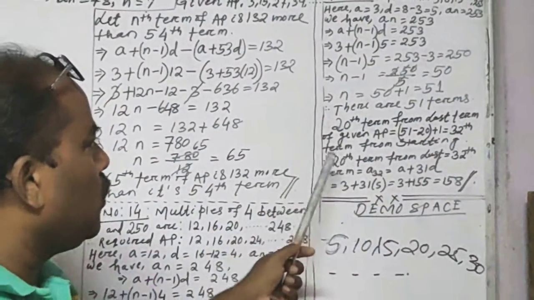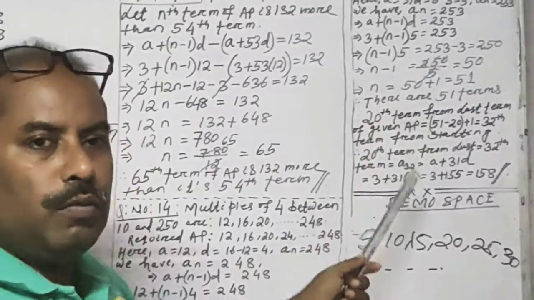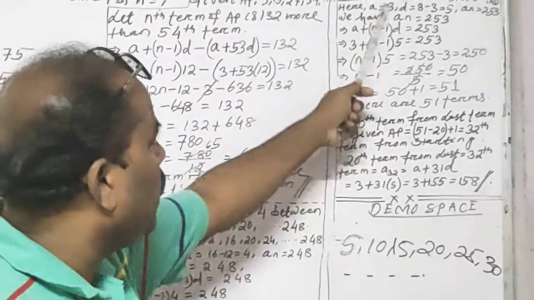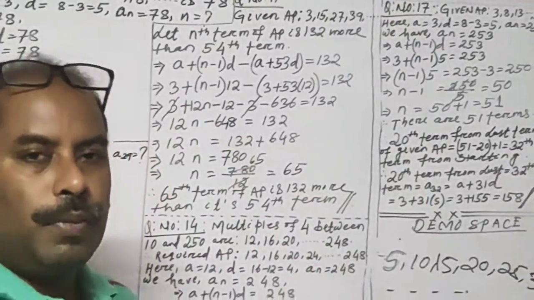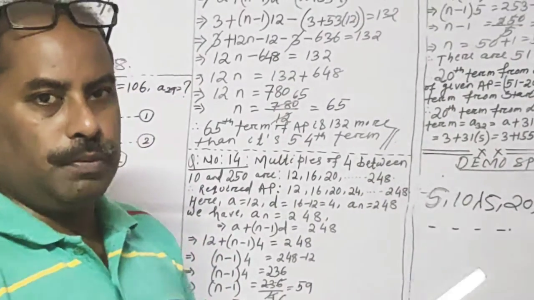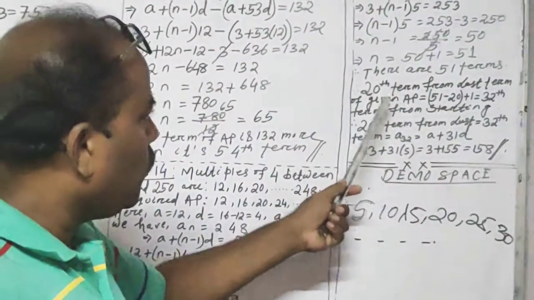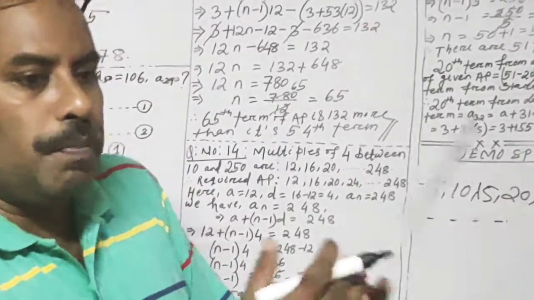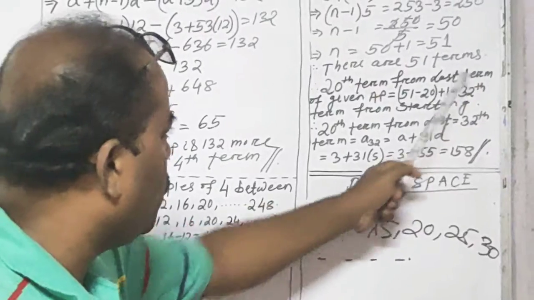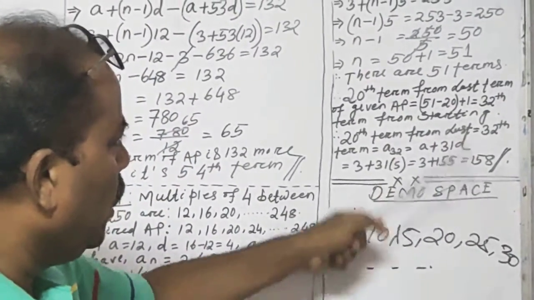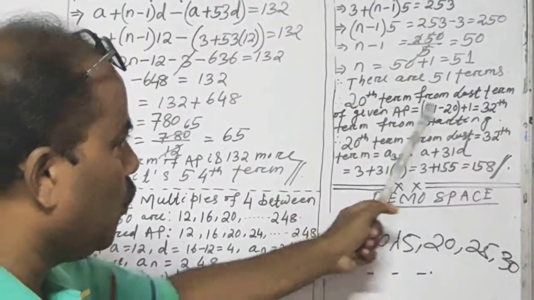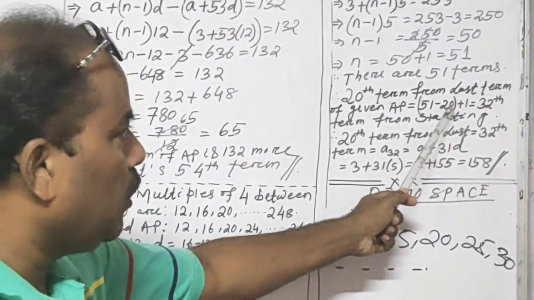If it were given to find the 20th term, then we would find a20. a20 means a plus 19d. Then we can put in the values and get the answer. But here it is given as the 20th term from the last. Then we cannot use this formula. So what do we have to do? We have to find out which term it is from the first. The 20th term from the last of the given AP: how many terms are there? 51. Minus the term asked, 20. 51 minus 20.